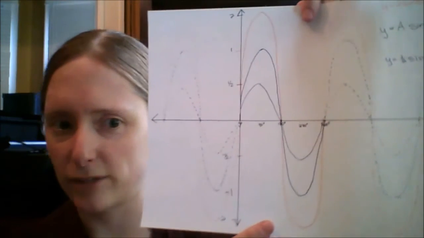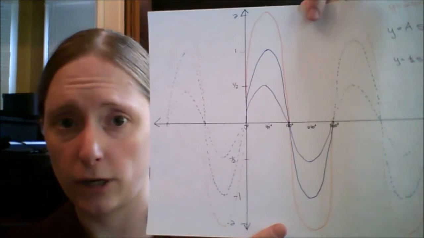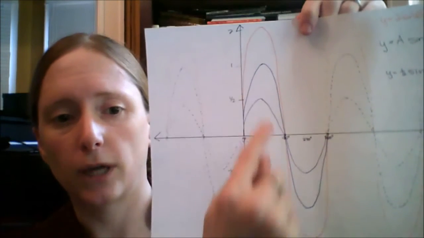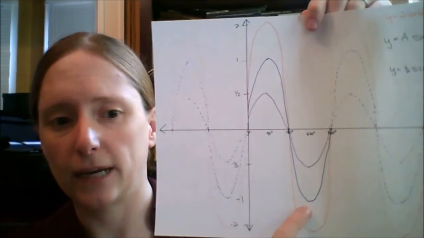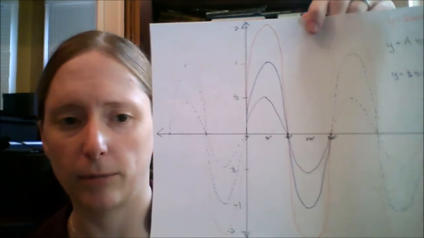So in this graph, I drew 3 graphs on top of each other. Hopefully you can see them all. The middle one is the same graph that I drew last time. Regular y equals sine of theta goes up to +1, crosses at 0 at 180, down to -1, back to 0. That's the usual one that we were talking about before.